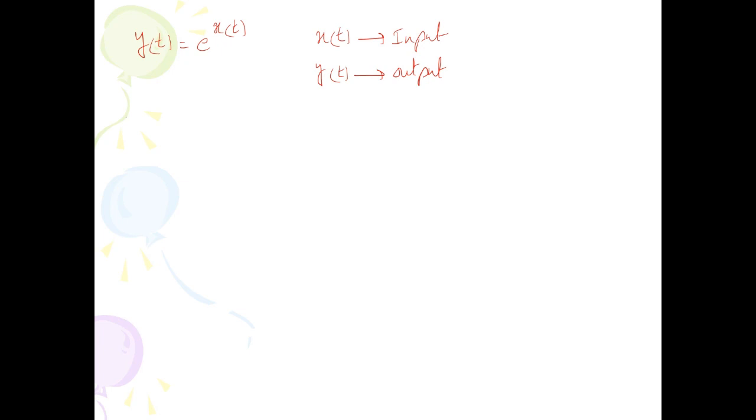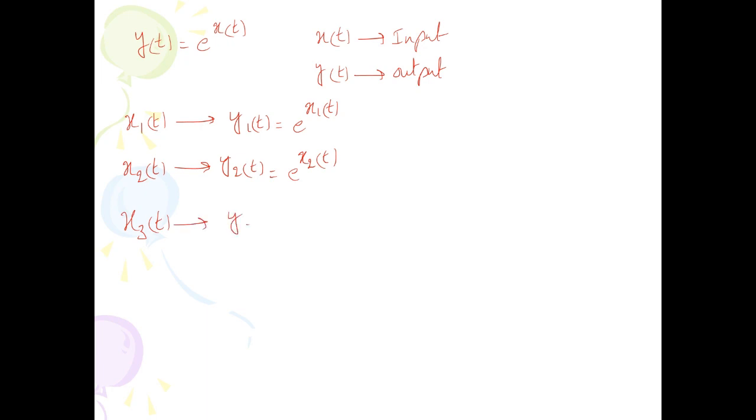Now what we have to do is we have to apply x1 of t as one input. The corresponding output is y1 of t, which is nothing but e power x1 of t. Then apply another input x2 of t. Then you will get y2 of t, which is nothing but e power x2 of t. Now you apply another input x3 of t, then this will be equal to y3 of t, which is nothing but e power x3 of t.